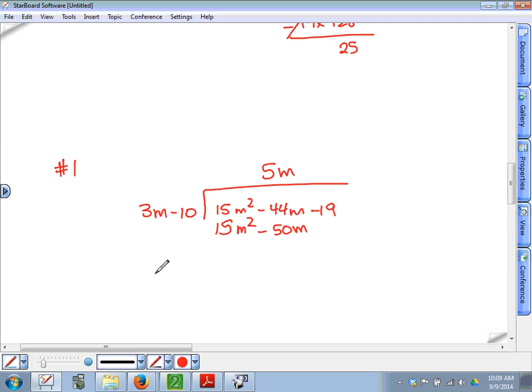Now you draw the line. What's the phrase? Draw the line, switch the signs. So those two signs switch. If these first two terms don't cancel, that means you've done something wrong. Those terms always, always, always cancel. Now, what's 50m minus 44m? 6m, and then you drop down the 19 and start over again.